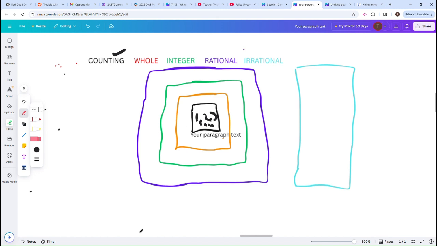And I said that we're going to be adding numbers with each bigger box. Thankfully, when we go to the orange box for the whole numbers, the only number we're going to add is 0. Those are whole positive numbers. It's all the numbers from 1 to infinity to the infinite power. The only number we're adding is 0.